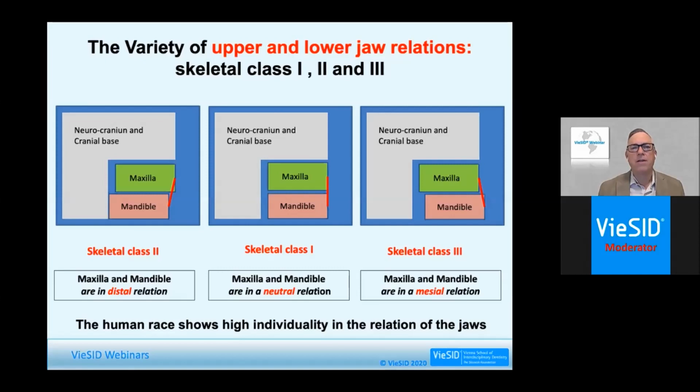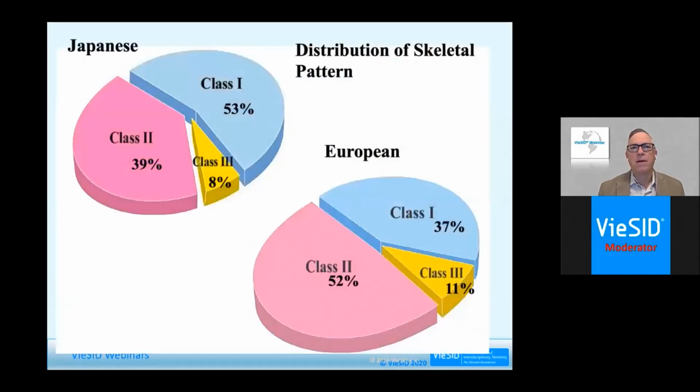Note that, and this is an example, a class 2 skeletal type can be created by a large maxilla with an average mandible, or perhaps by an average maxilla and a small mandible. Many combinations exist, leading to a similar clinical appearance. Now, what's the distribution of the skeletal classes? Note that the class 1 skeletal type is not the majority in a European population.